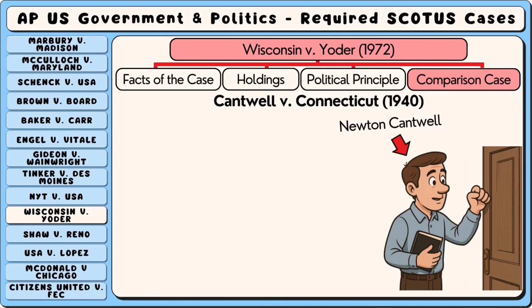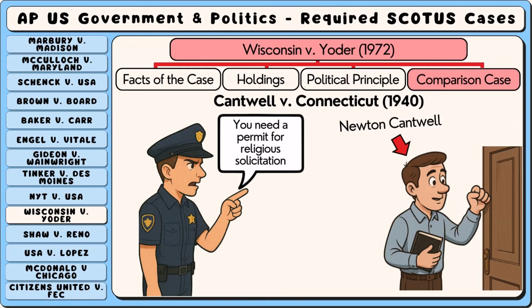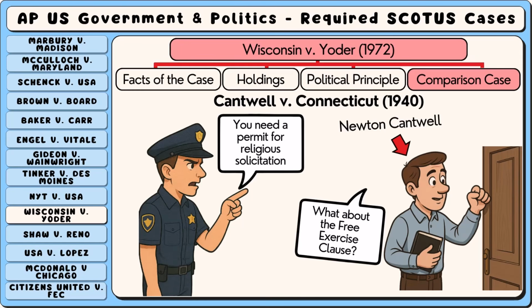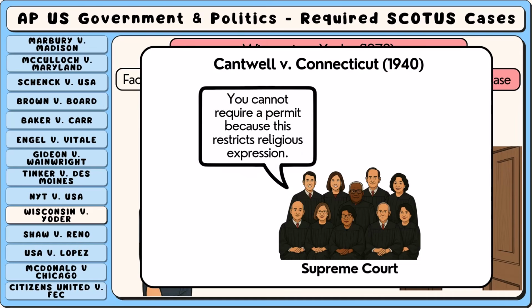A Jehovah's Witness man named Newton Cantwell was arrested for going door to door to share his religious message without state permission. Connecticut had a law requiring a permit for religious solicitation. Cantwell argued that this law violated the Free Exercise Clause. The Supreme Court agreed, holding that the state could not require a permit because the law improperly restricted religious expression.